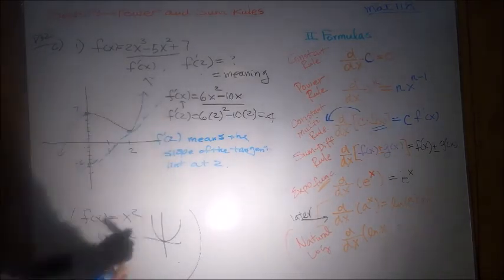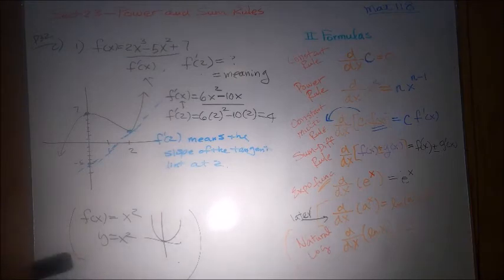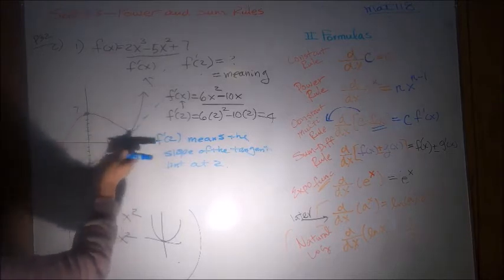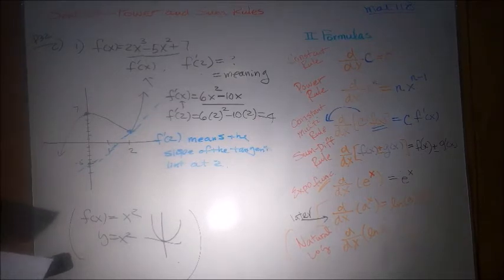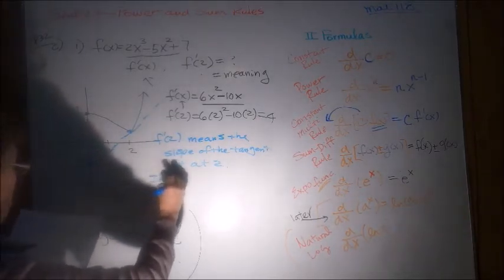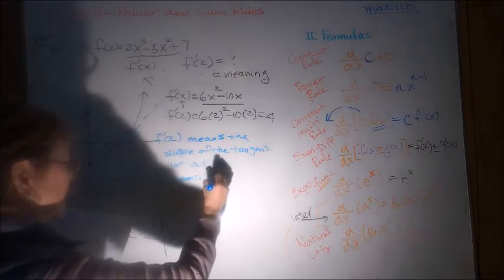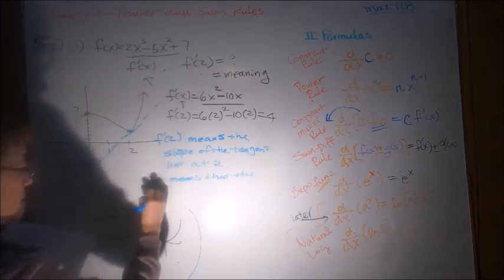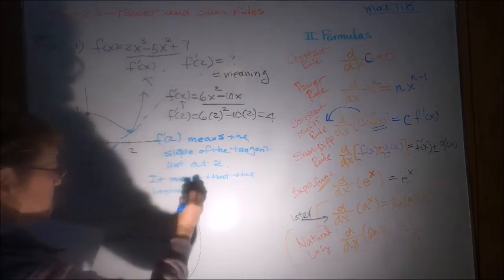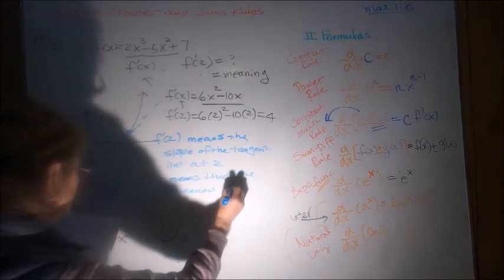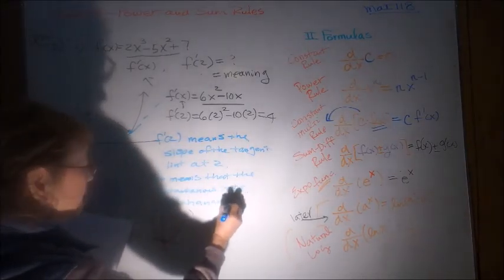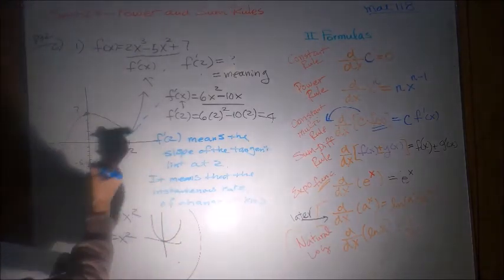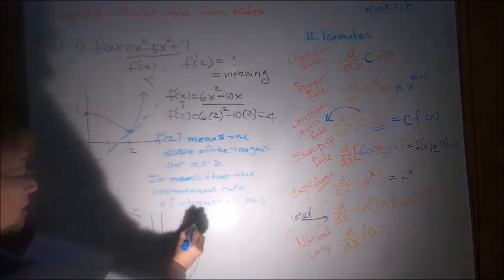So it moves up. At the same time, we say it is the instantaneous change at that point. That means at the point 2, it has a tendency to increase by what? 4, right? So it also means that the instantaneous rate of change at this point, at time 2, is 4.